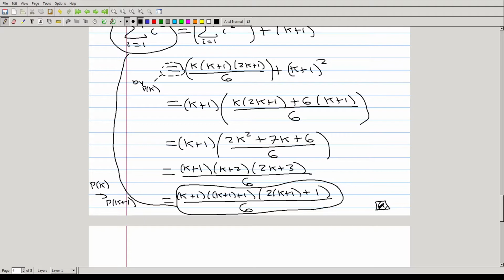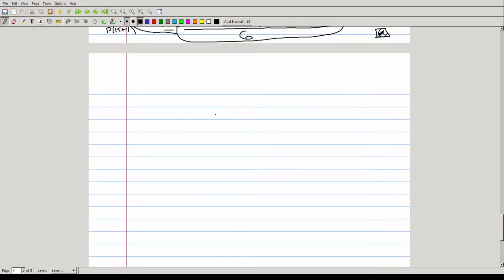So the next example that I want to cover is a very, very important example in terms of counting finite sets.